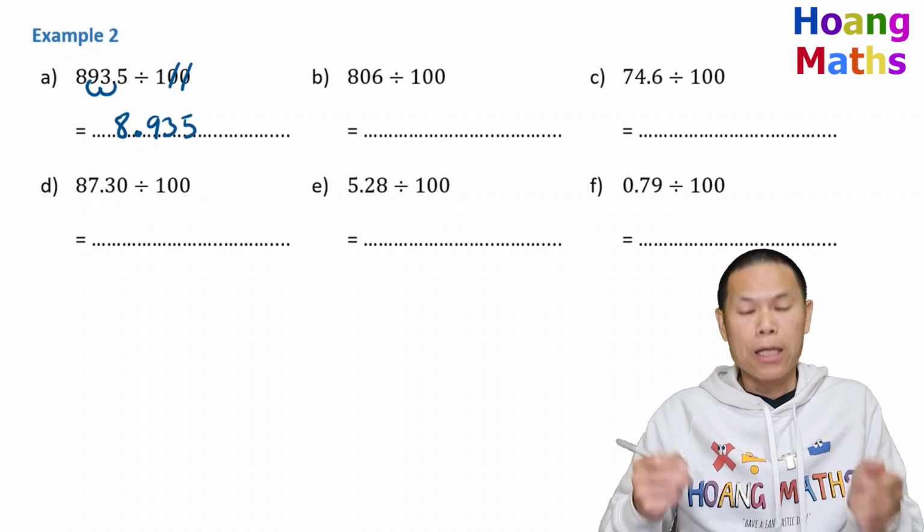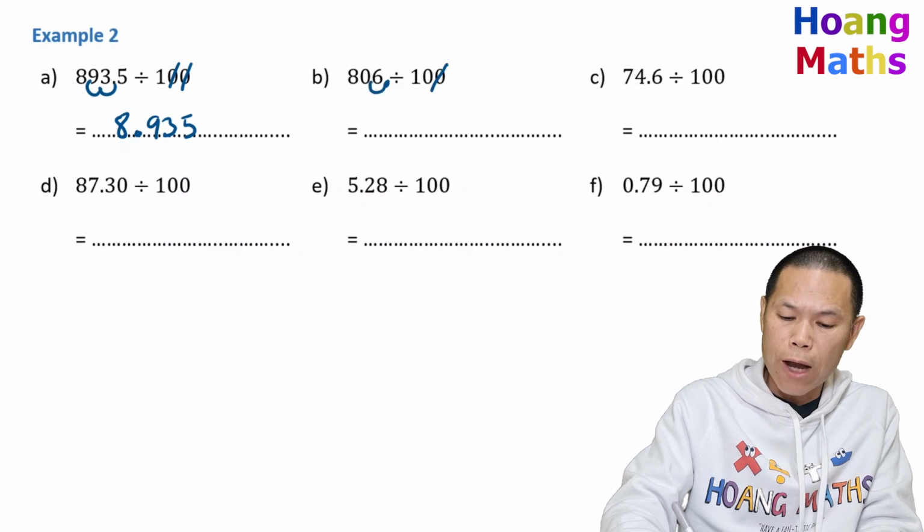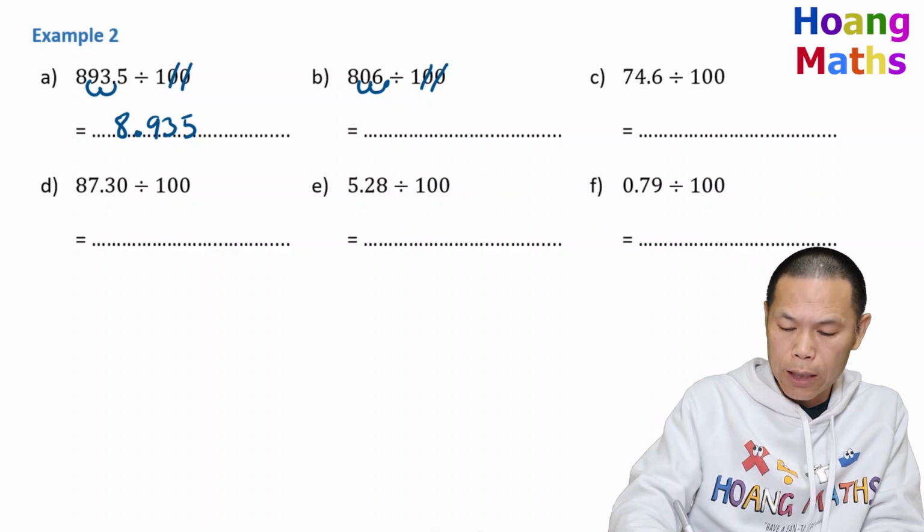And part B, again, no decimal point. It means right at the back here. So we cancel this 0, we move 1. We cancel this 0, we move 1 more time. So 8.06.